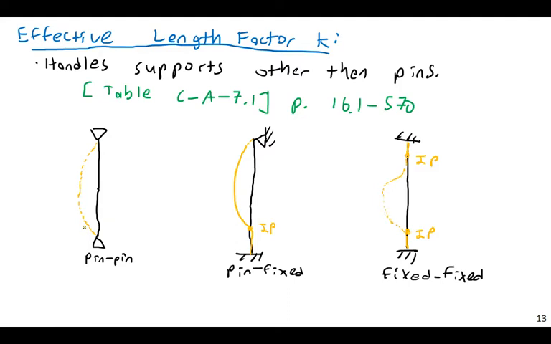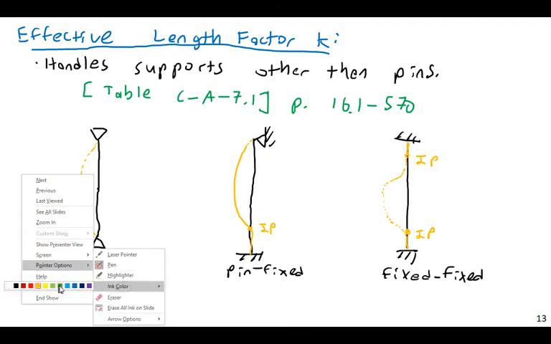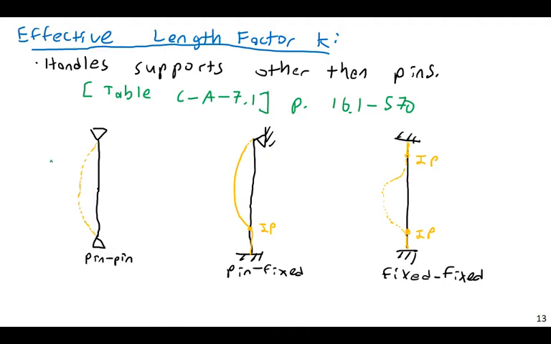And so basically here, the reason for this KL is that you're effectively saying, okay, well, buckling really isn't occurring over the entire length of some of these columns. Here, yes, the KL buckling is occurring over the entire thing. So an effective length KL equal to the entire column length is fine.